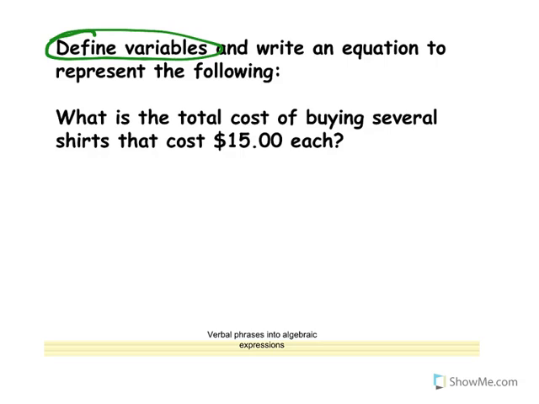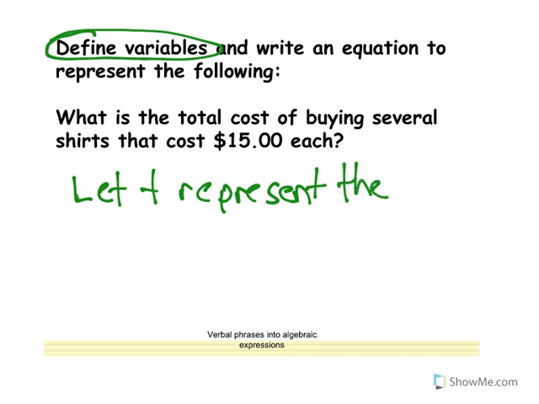So it says, what is the total cost of buying several shirts that cost $15 each? So there's two things that are variable, that are changing, right? The obvious one is the number of shirts, right? It says several, so that obviously implies that that's a variable. And the second one is our total cost, which is going to change based on how many shirts we buy. So I'm going to write a let statement that says, let T represent the total cost, and I'm going to write a second one that says, let S represent the number of shirts.